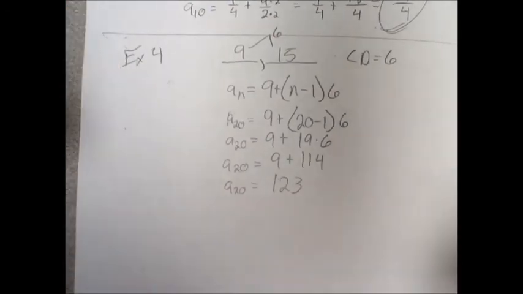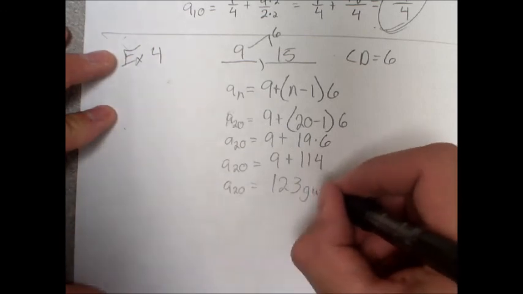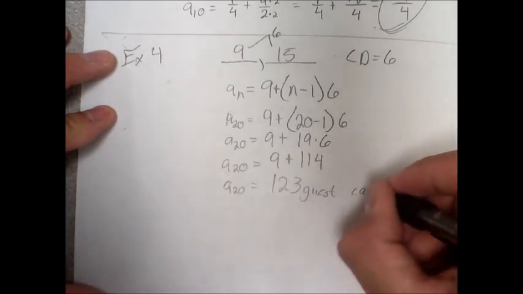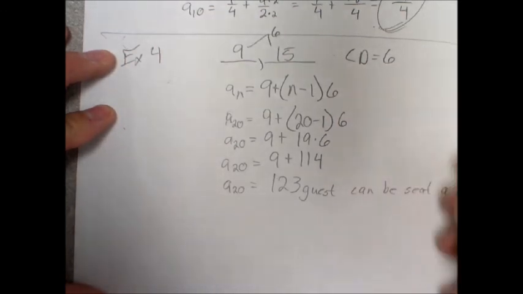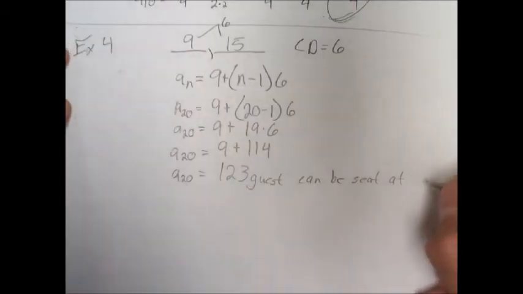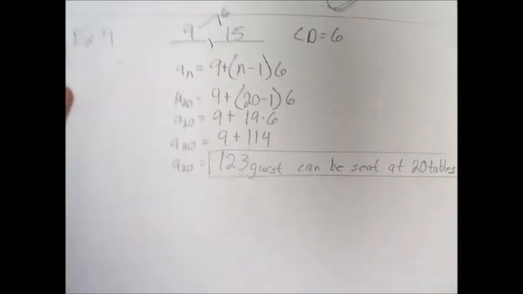But to translate this into an answer, 123 guests can be seated at how many tables? 20 tables, right? Because I changed it to 20. There you go. Questions?